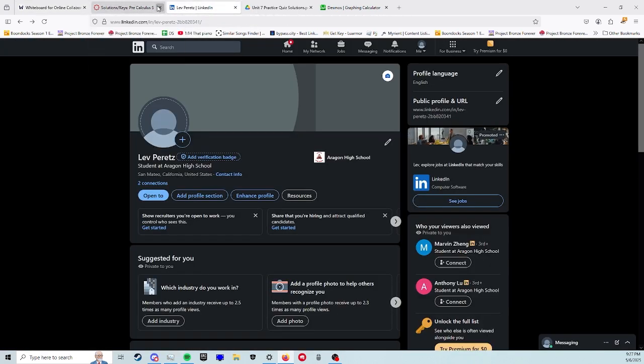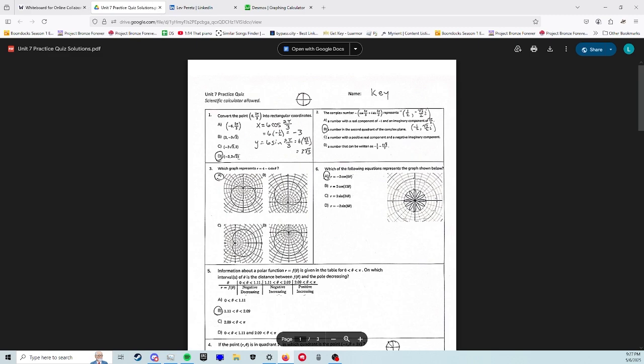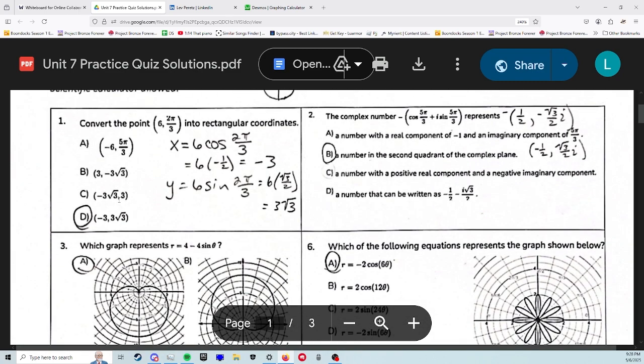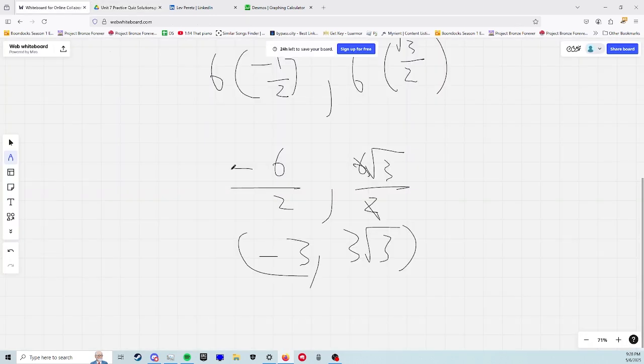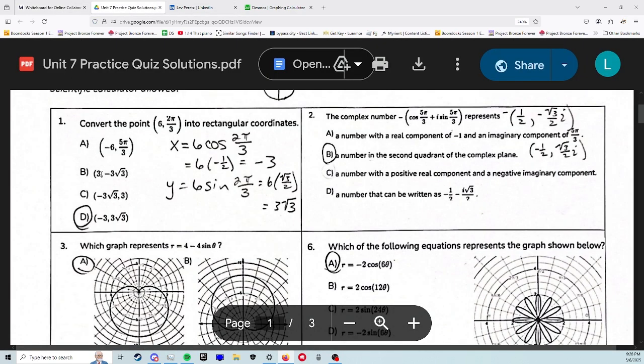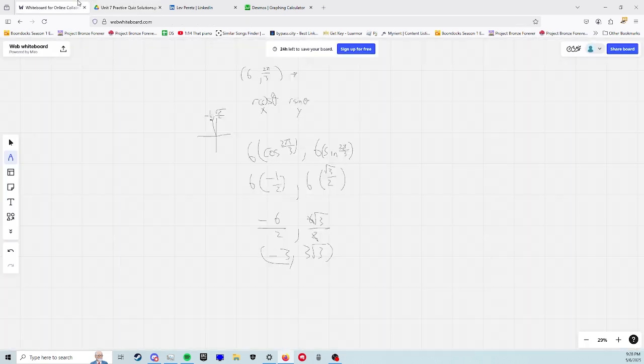Oh, wait, wrong one. Yeah, D, because as we're getting closer to the inside, this one says negative 3 root 3, 3. That's not it, because we know by solving. B is not right. It does have the right values, but it's just not the right signs, and A is just completely wrong because that's not what we're doing. Okay, number 2.